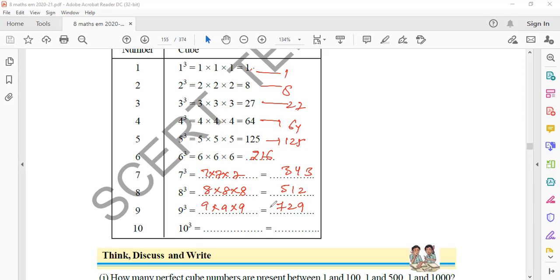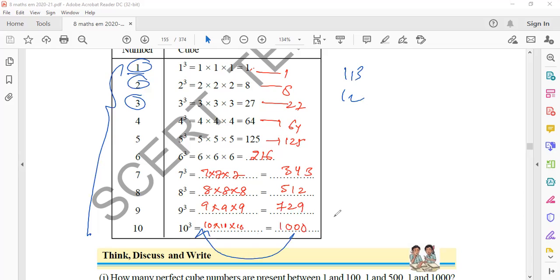Next, 10 cube. 10 cube is nothing but 10 into 10 into 10. I think it's very simple. It is 1000. We need to remember 1 cube, 2 cube, 3 cube till 10 cube. Similarly, we have to go for 11 cube, 12 cube, which are down there. I'll show that. You have to remember 1 cube is 1, 2 cube is 8. Finding the cube root is the reverse operation of this.